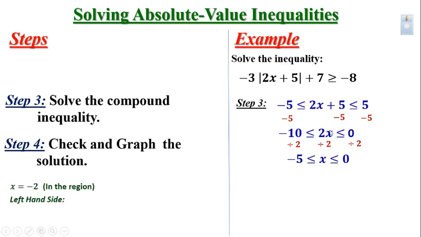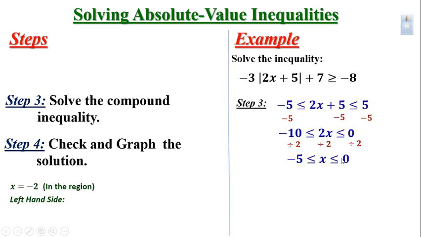Let's start by checking. The correct answer should be in between -5 and 0, and -5 and 0 could work. If I try -5 or try 0, I should get the same thing on both sides of the equals. So let's try -5. 2 times -5 is -10. -10 plus 5 is -5. The absolute value of -5 is 5. -3 times 5 is -15. -15 plus 7 is -8. -8 is equal to -8, so that makes the statement true. Greater than or equal to includes equal to.